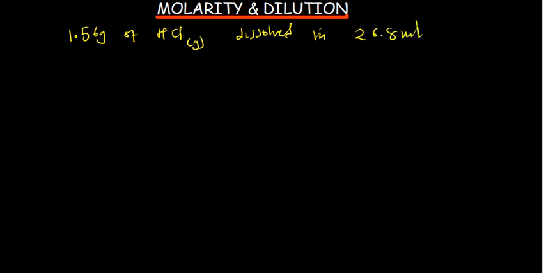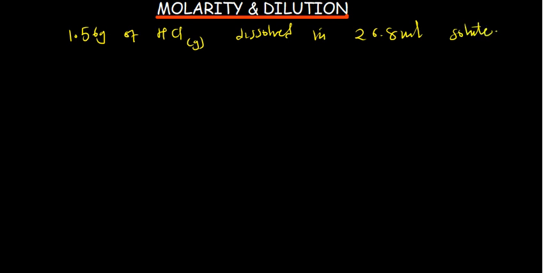Let's work another question. Let's say we've been given 1.56 grams of hydrogen chloride, not hydrochloric acid, because it's a gas. If it was aqueous, it would be hydrochloric acid, but it's a gas, so that's hydrogen chloride. Let's say this is dissolved in 26.8 milliliters of solution or of solute.